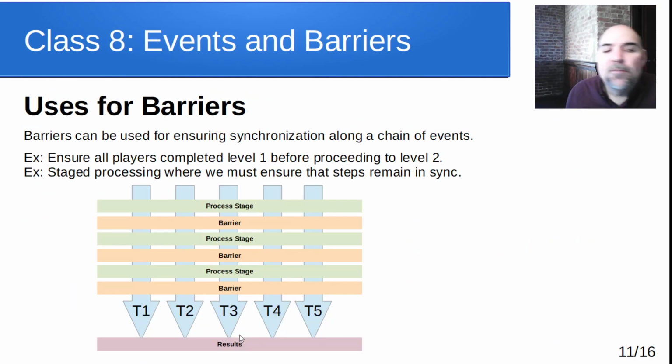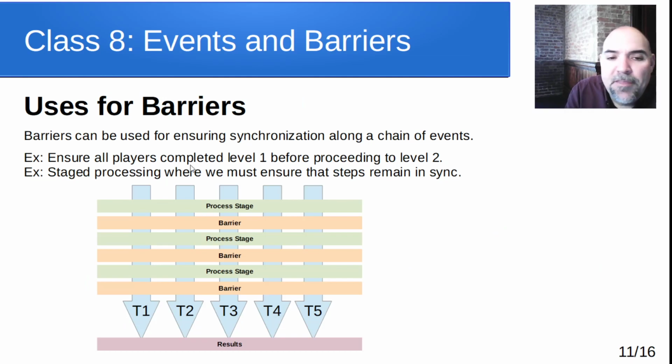Now, what's the main use case for barriers? And I apologize for the small font on this, but I wanted to fit that diagram on here. But the barriers can be used for ensuring synchronization along some chain of events. And so one example might be making sure all the players completed level 1 before proceeding to level 2. And maybe, I don't know if anybody here has played that game Jackbox, but you have things where it branches out, people do things independently, but then it gathers their data and it has to wait for all of the players that are playing to check back in and have all of their stuff. So a barrier might be a good thing for something like that.